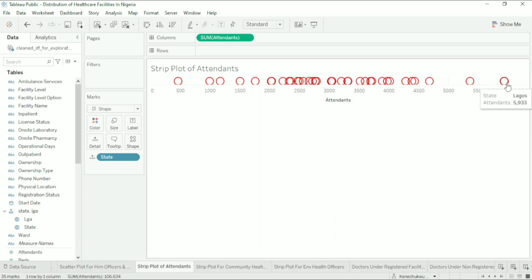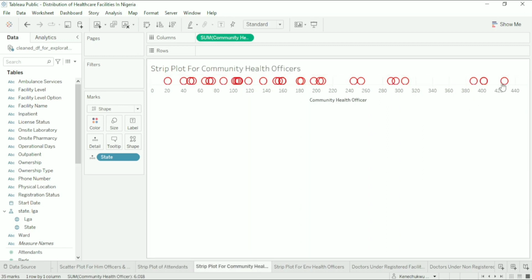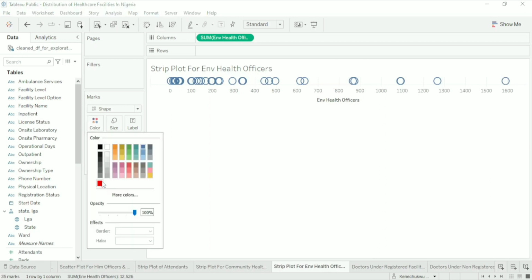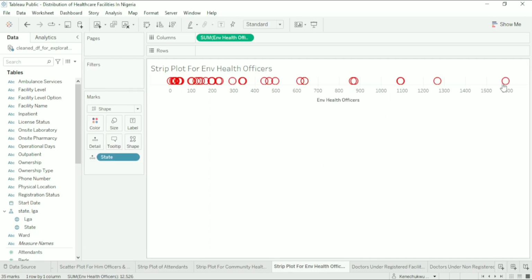So we're having Lagos again as an outlier, which makes sense. Niger, sorry. Then for the community health officer, Lagos again. Looks like many of these professionals are just concentrated in Lagos, Kano. This one, Cross River. This one is actually surprising. Then this one again. Okay, let me change the color. We are having Kano, KB. Okay, Lagos is not here. These are environmental health officers.